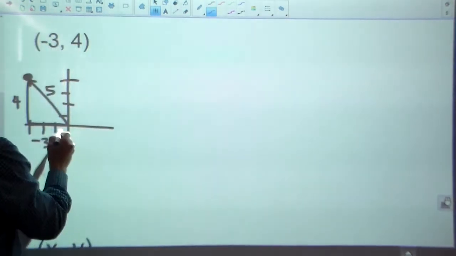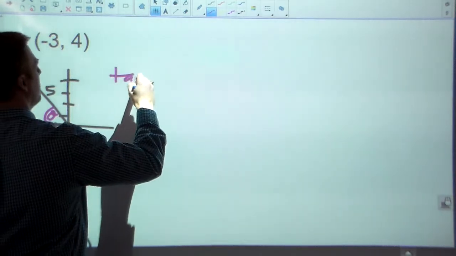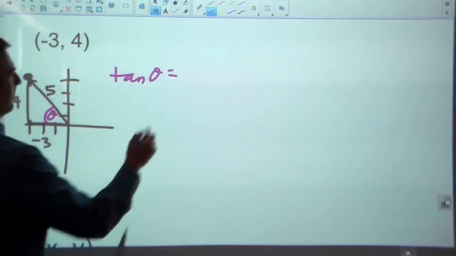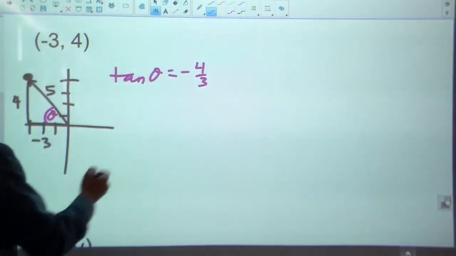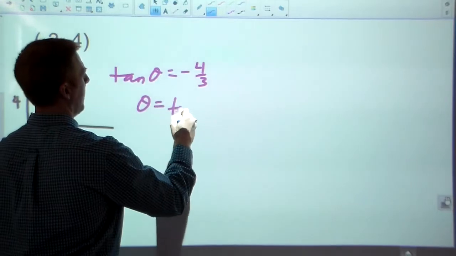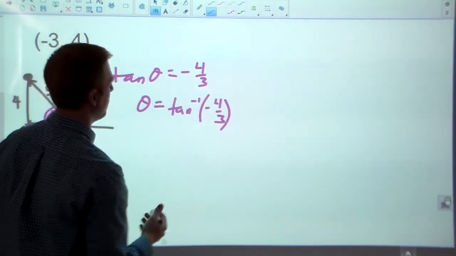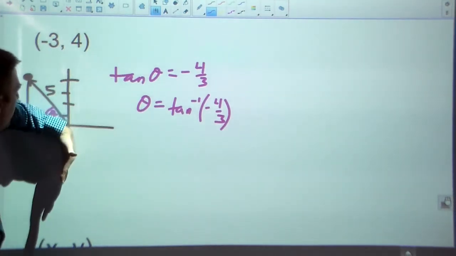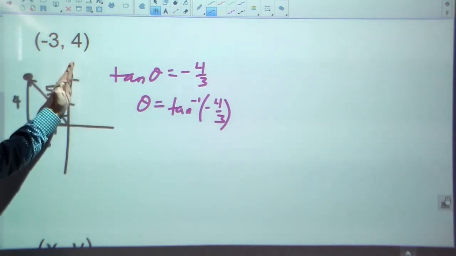If I wanted to solve that angle right there, it's looking like a tangent. Tangent of that angle would be 4 over -3. Put the negative wherever you want to. And we'll need to take an arctangent. Now there's a catch coming, because if you remember right, when you take arctangent, you get a result between -pi over 2 and +pi over 2. You're going to get a result somewhere in here.